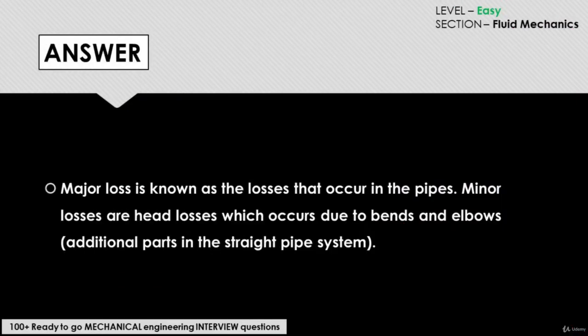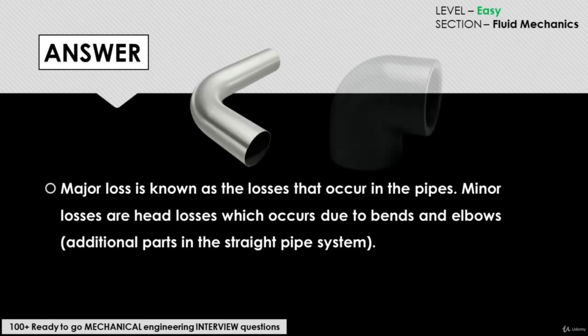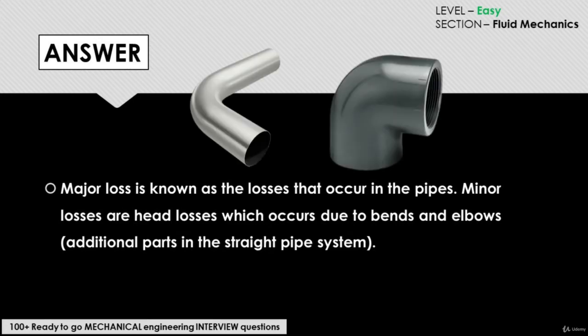The answer to this question would be: major loss is known as the losses that occur in the pipes. Minor losses are head losses which occur due to bends and elbows, that is, the additional part of the straight pipe system.